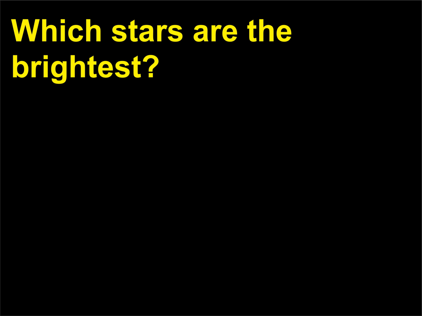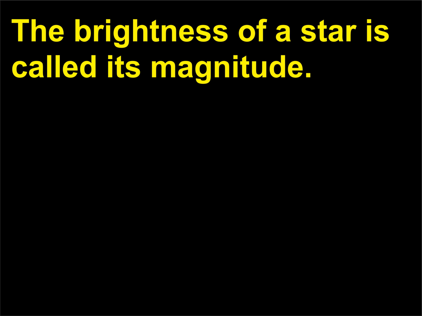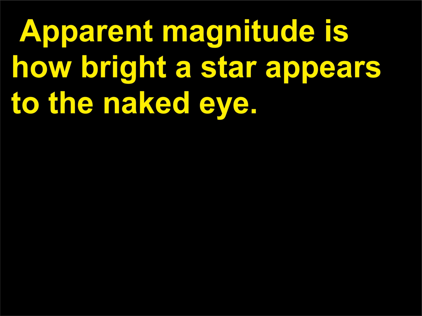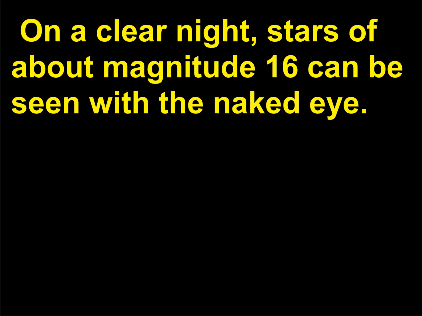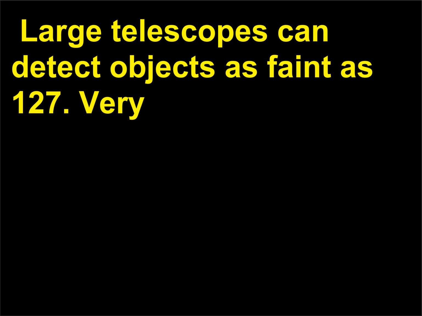Which stars are the brightest? The brightness of a star is called its magnitude. Apparent magnitude is how bright a star appears to the naked eye. The lower the magnitude, the brighter the star. On a clear night, stars of about magnitude 6 can be seen with the naked eye. Large telescopes can detect objects as faint as 27.